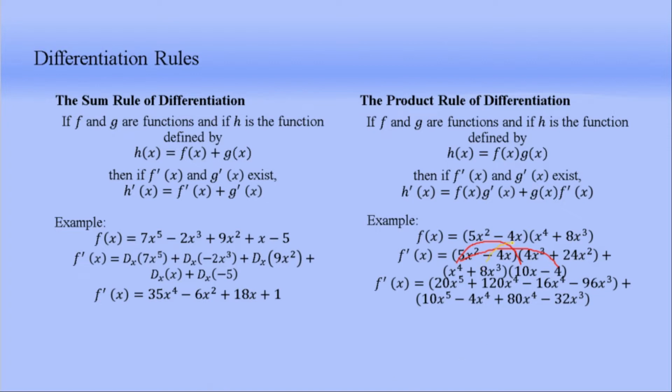So 8x cubed times 10x, that is equal to 80x raised to the 4th power, and then multiply 8x cubed to negative 4, that is equal to negative 32x cubed.